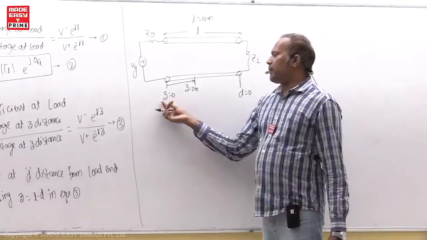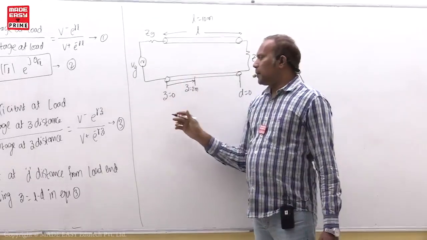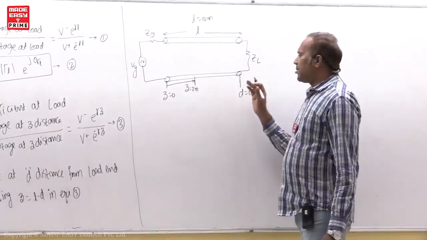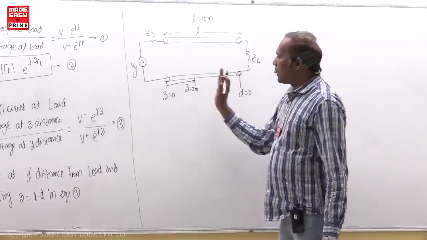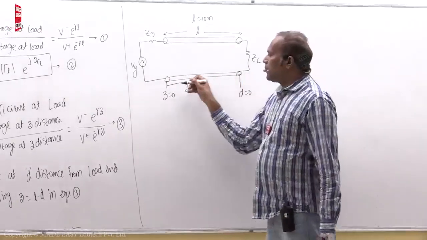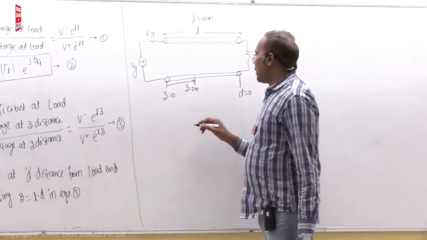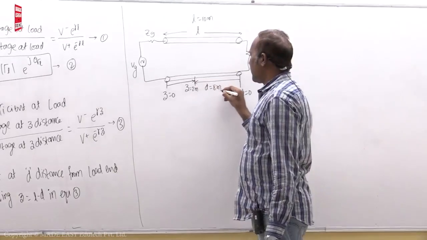So here Z is a parameter used to measure the distance from the sending end, and D is the parameter used to measure the distances from the load end. D equal to 0 means at the load. D equal to L means at the input end. So I will write that later on. Now for example, here D is equal to 8 meter.